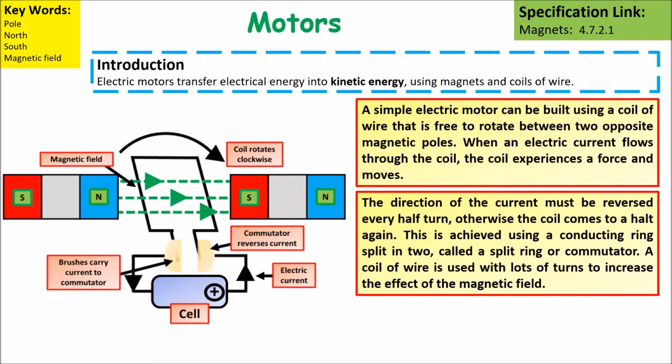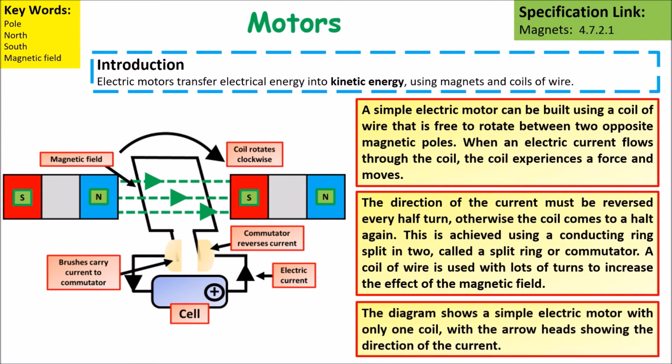A coil of wire is then used with lots of turns to increase the effect of the magnetic field. So the diagram shows a simple electric motor with only one coil, with the arrowhead showing the direction of the current and the other arrow showing the direction of the movement of that coil of wire.